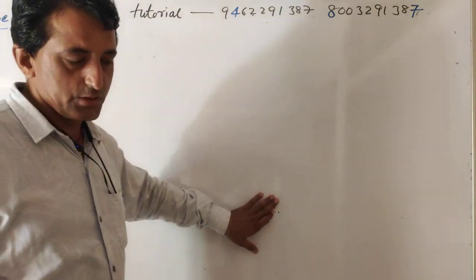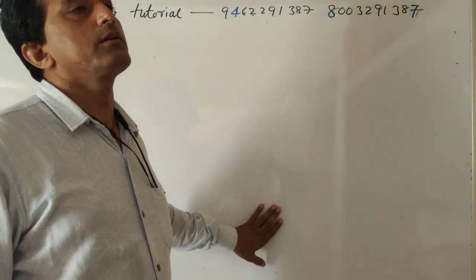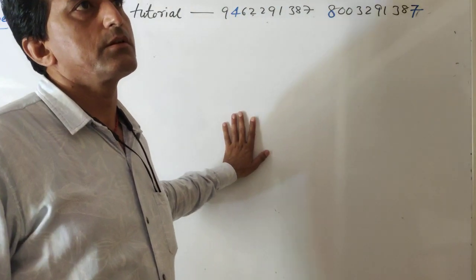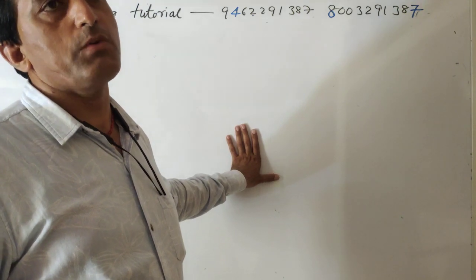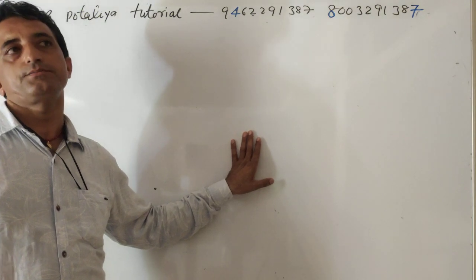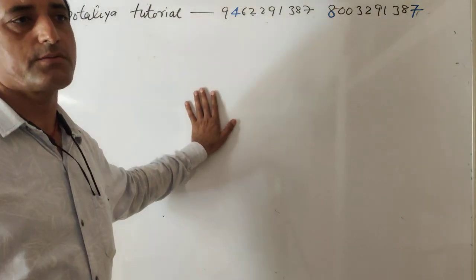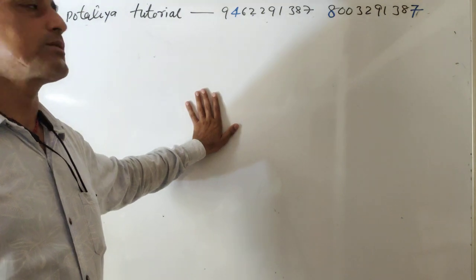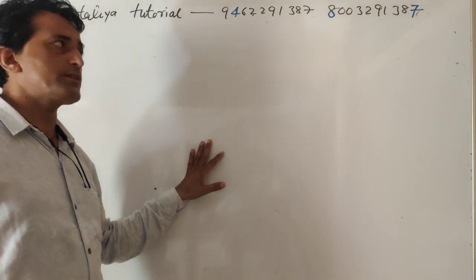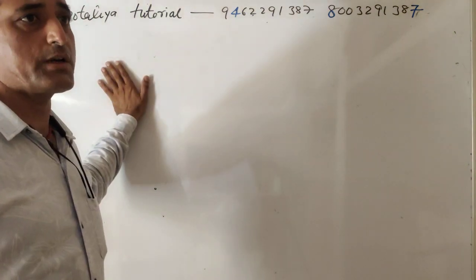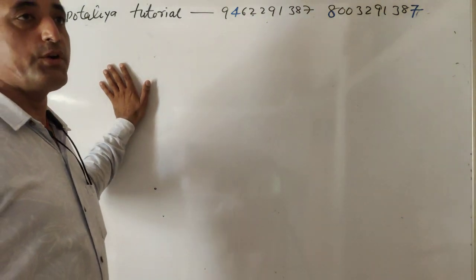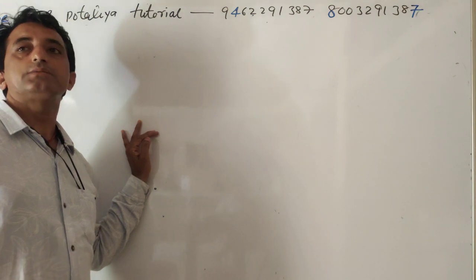First, reproduction in organisms. Second, sexual reproduction in flowering plants. Third, reproduction in human beings. And fourth, reproductive health. In different parts of those chapters, we have already discussed at my YouTube channel HR Portalia tutorial. Unit first is completed.